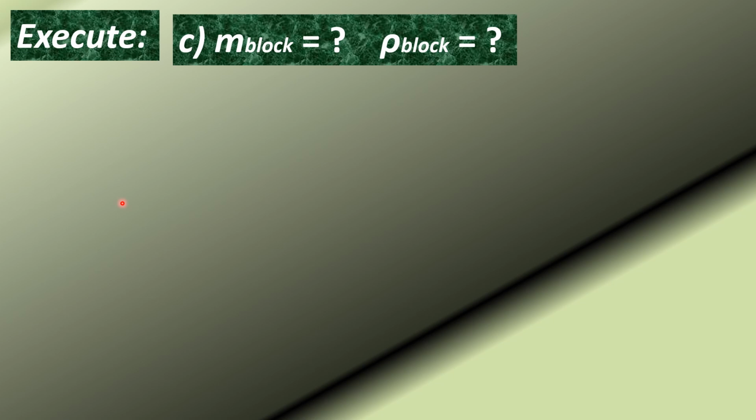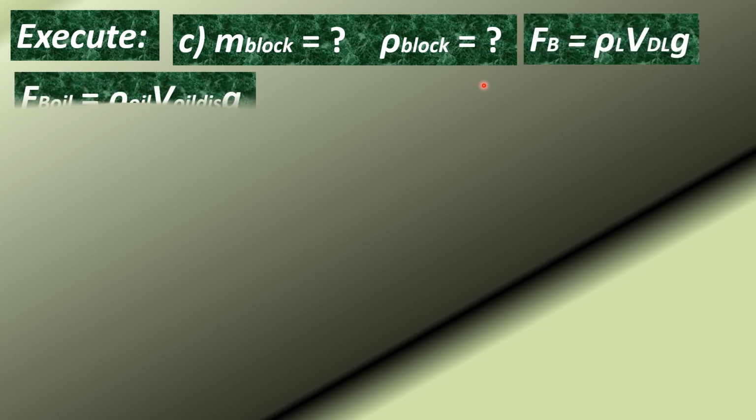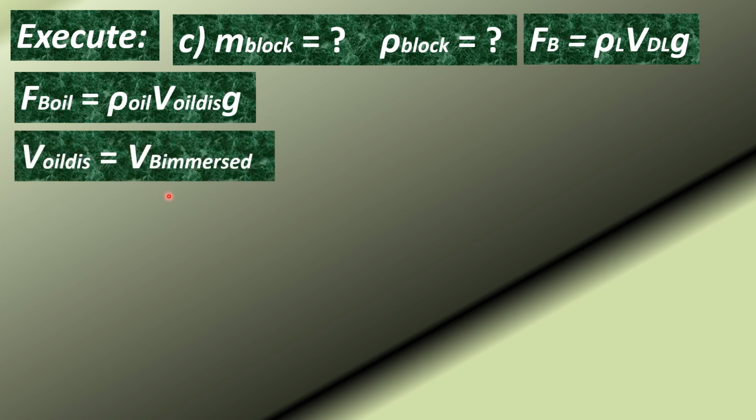For question letter C, where we're going to find the mass of the block and its density, we will again base it on the formula for buoyant force, which in the case of oil, the buoyant force exerted by oil is just the product of its density and the volume of the oil that is displaced, and of course, acceleration due to gravity. But before we can calculate this buoyant force or upthrust exerted by oil, we first have to calculate the volume of oil that is displaced by the block, which is simply equal to the volume of the block that is immersed in oil.